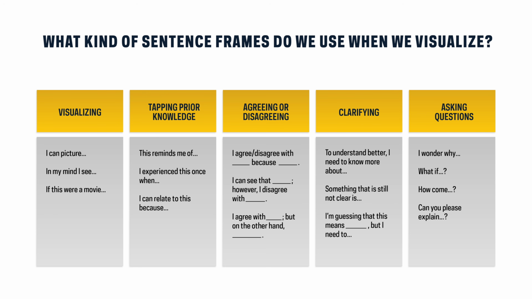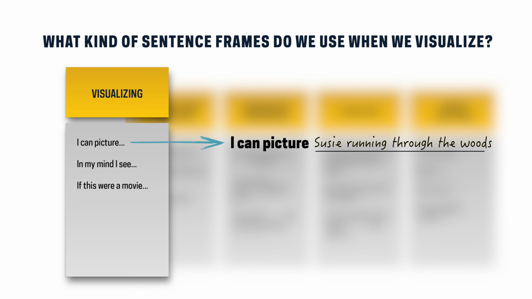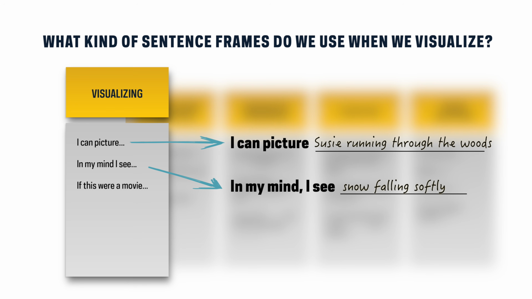From here, the teacher would direct the students to the visualization anchor chart and read aloud the model sentences. "I can picture Susie running through the woods," or, "In my mind I see snow falling softly." She would encourage students to use these frames as they turn and talk, visualizing the story with a partner.